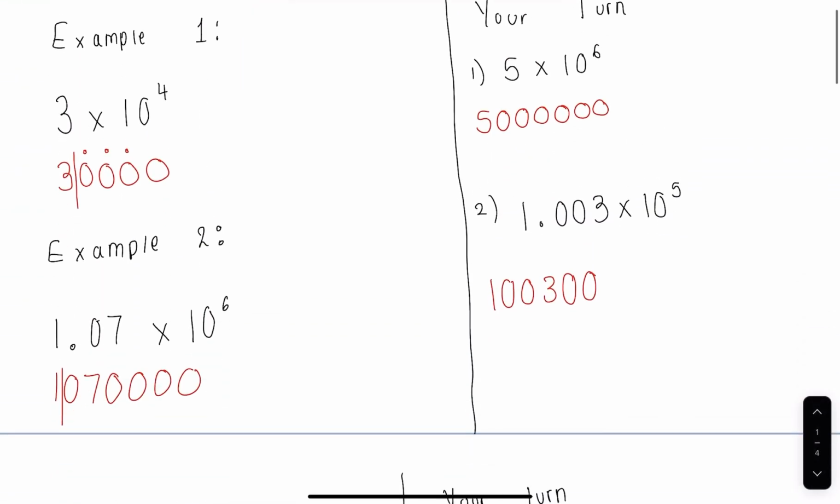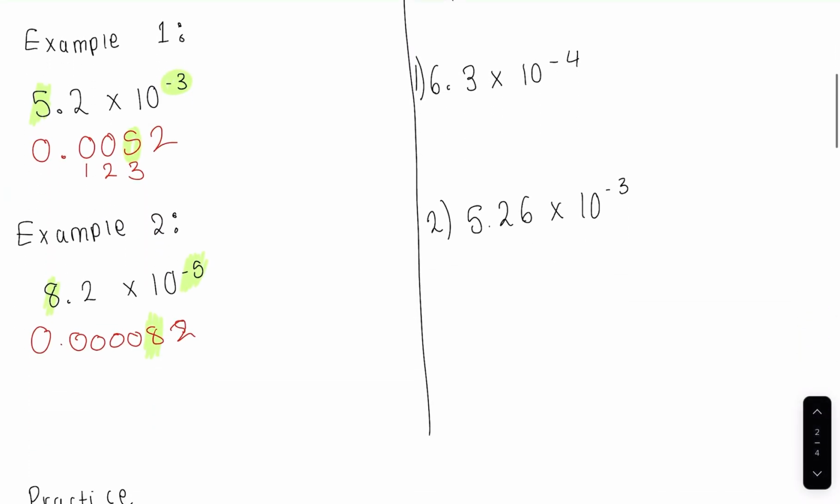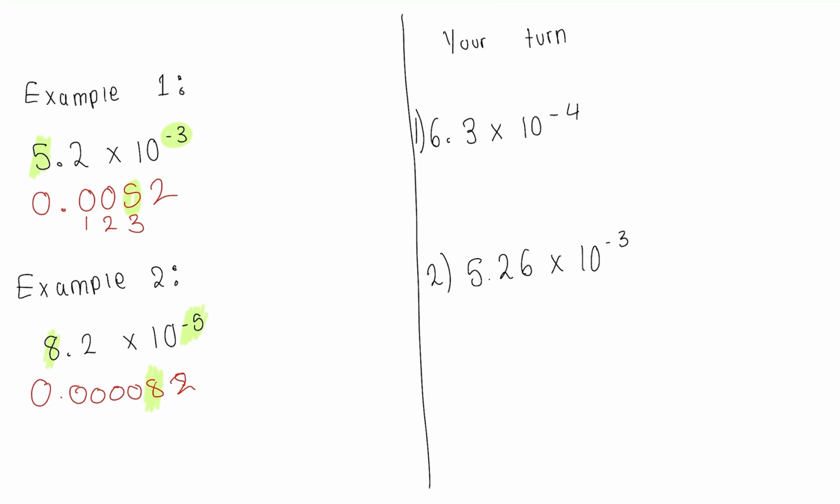So with the big numbers, we can double check it with how many digits are after the first digit. But with the small numbers, we can check by making sure our first number is in that decimal place. So could you now have a go at those two there? Pause the video and have a go.